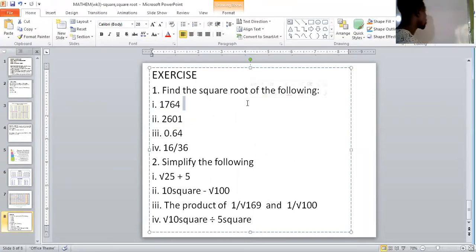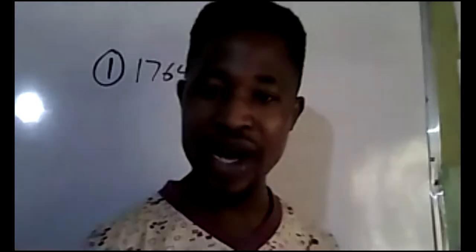First, let me write number 1 question. Number 1 question, we have to find the square root of 1,764. Okay, I will make my board bigger so you can have a better view of how I'm going to solve this. If you're given a big number and you're told to find the square root, don't fret, don't say I don't know it. If you can't tell what the square root is just by looking at it, it's very easy. Just relax your mind.